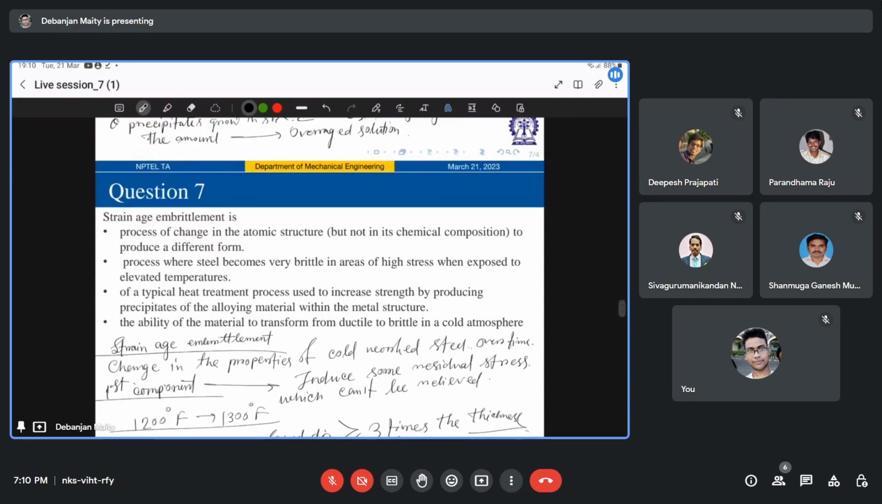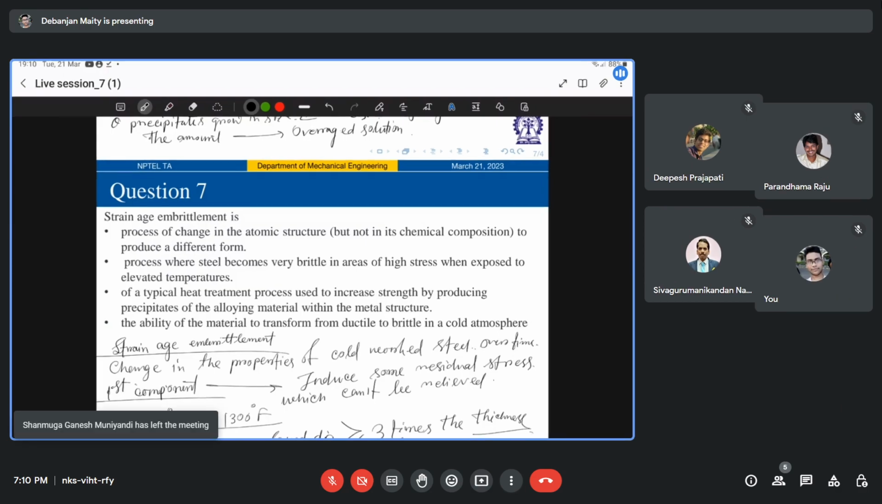Coming to the question, it says that strain age embrittlement is a process of change in atomic structure to produce a different form, a process where steel becomes very brittle in areas of high stress when exposed to elevated temperature. Which one is correct?